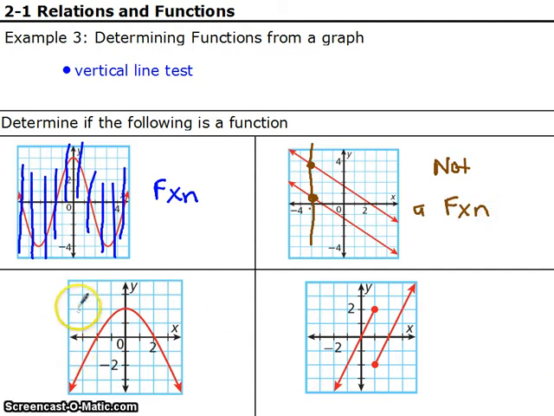All right, this one over here, drawing vertical lines all over this. Very similar to the first one. It's got a curve in it, but it is a function. All right, then this last one.